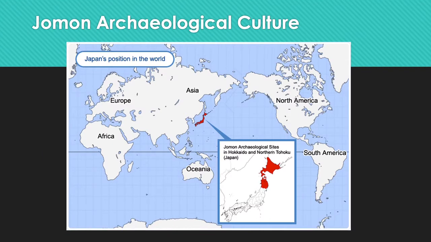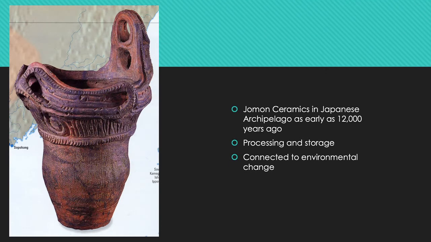One very early example of this is found among the Jomon archaeological culture of Japan, where we see some of the very earliest ceramics in the world, dating to as early as 12,000 years ago. These vessels were used some for processing and storage and were connected to environmental change that people were adapted to, but they were also extensively used in feasting and ritual and burial.